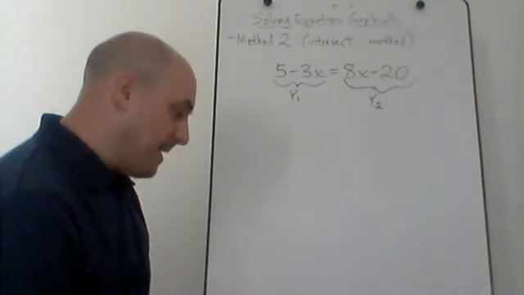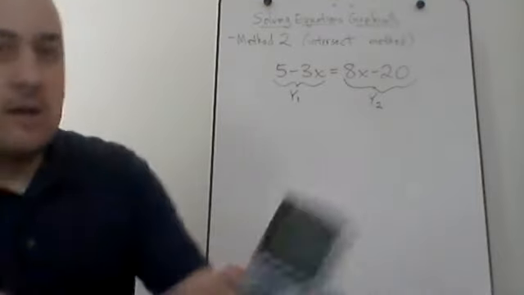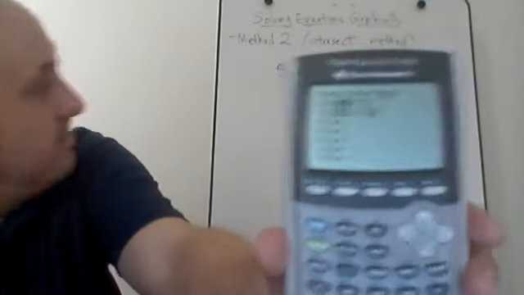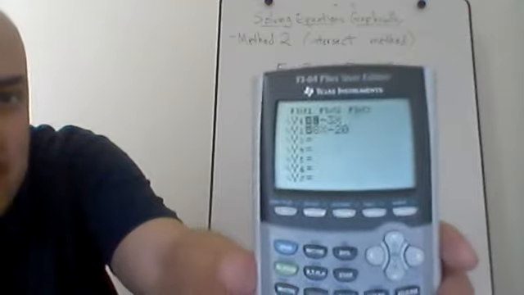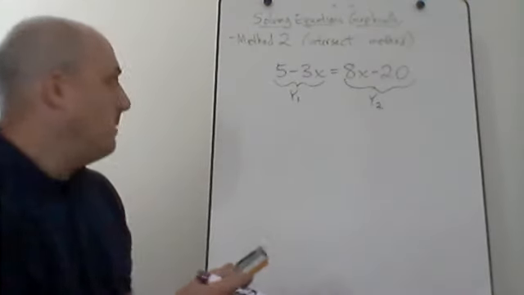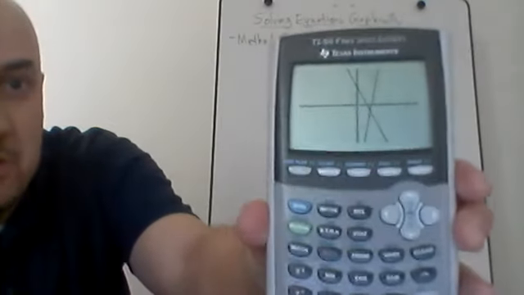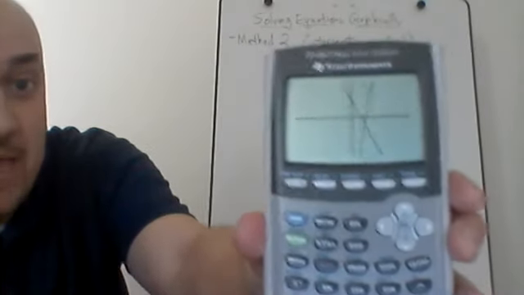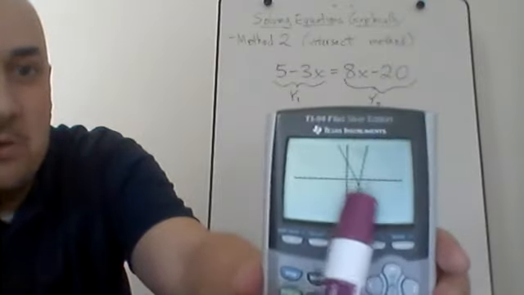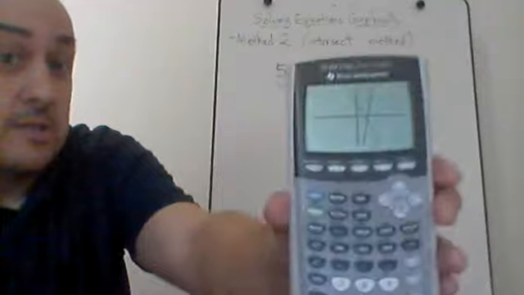Right? So I go to my calculator, to my y equals screen, and I already typed these in just to save us some time. My y1 is 5 minus 3x. My y2 is 8x minus 20. So I type those two equations in there, and when I hit the graph button, I get the graph of those two equations. That's what my graph looks like, and that point where those two graphs cross is going to give me the solution to this equation.